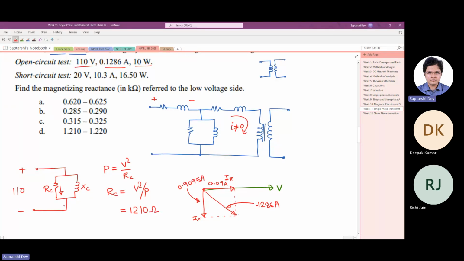Now you know the voltage across XC, you know the current flowing through XC, that is IX. So from here you can find out XC by Ohm's law, which is 1209 ohm. So the question, the magnetizing reactance referred to the low voltage side in kilo ohm, this is the closest one. Any doubt here?